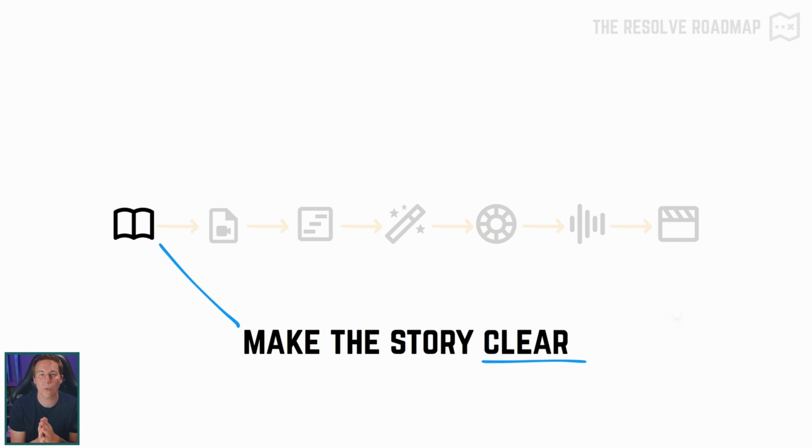Number 1 piece of advice when it comes to story is make the story clear. This is the number 1 mistake that I see all beginners make when they create a video. They don't know what the story is. They don't know what the message of their video is. They don't know what they're trying to get their audience to do.